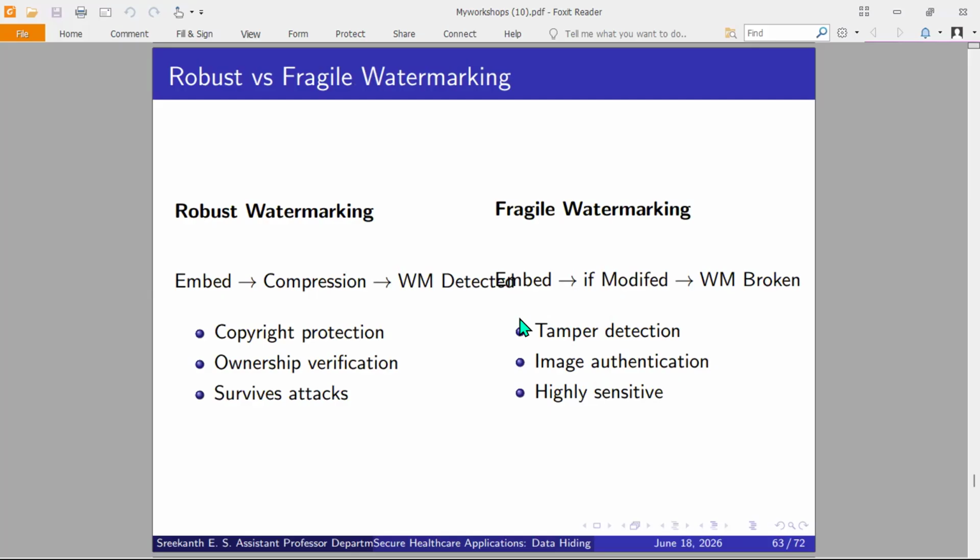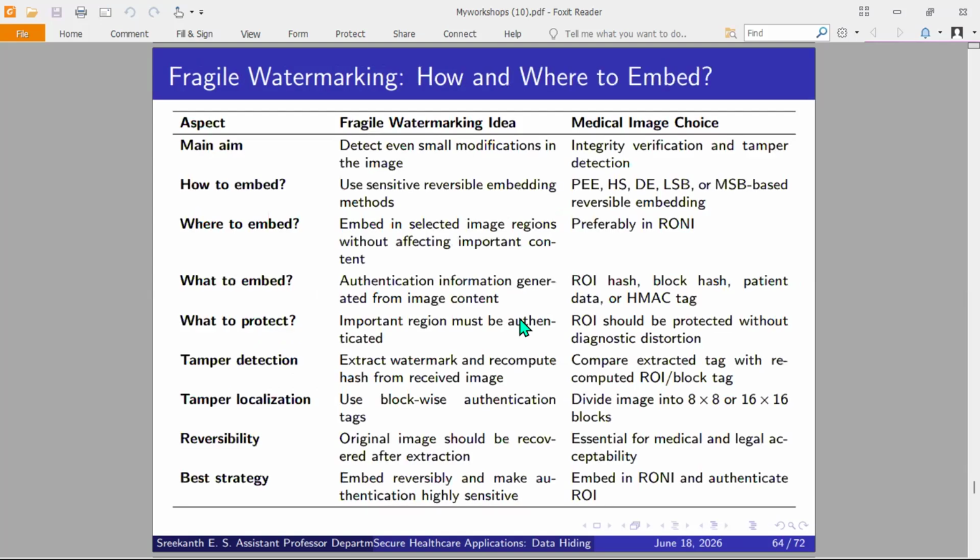So, what concepts did I just discuss? What is the aim of a fragile watermark? Even a small modification we can detect. That is the main aim of a fragile watermark. It is used for integrity verification and tamper detection.